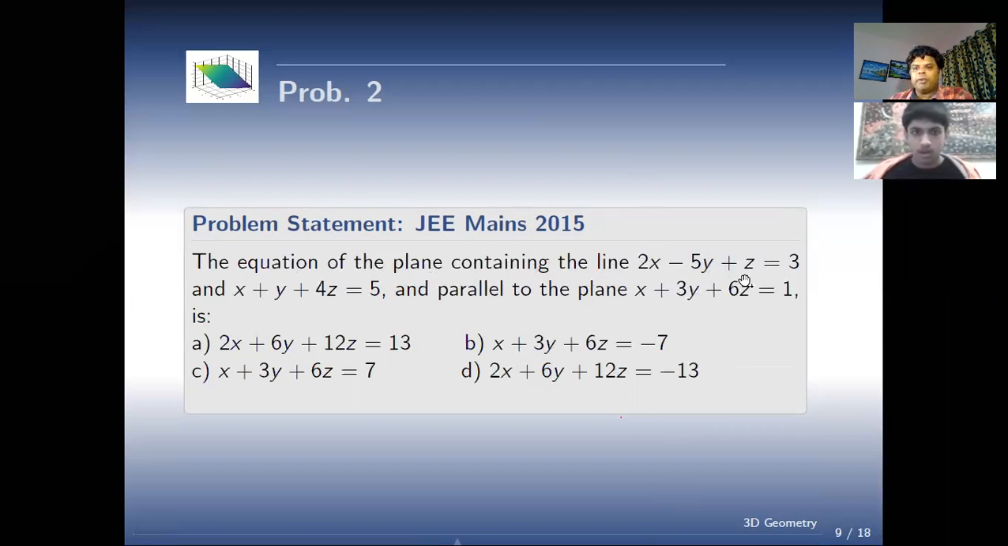So if you look at 2x minus 5y plus z equals 3, that's a plane. x plus y plus 4z equals 5, that's another plane. So really they're defining this line as the intersection between this plane and this plane. Whatever is the intersection, that is going to be a line. Oh, okay, and they want us to find the plane that contains this line, and this plane, not only does it contain this line, but it will also be parallel to the plane x plus 3y plus 6z equals 1.